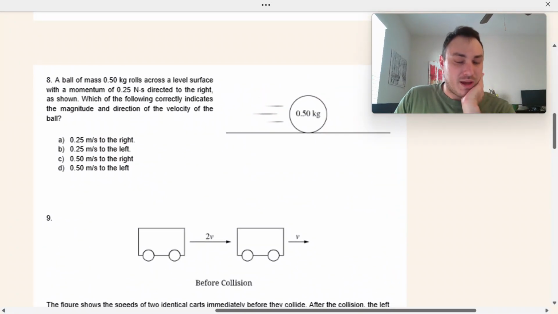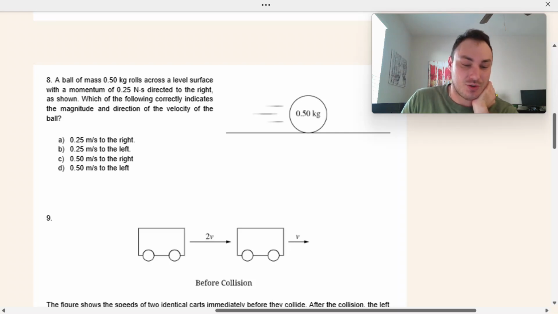A ball of mass 0.5 kilogram rolls across a level surface with a momentum of 0.25 newton-seconds directed to the right, as shown. Which of the following correctly indicates the magnitude and direction of the velocity of the ball?